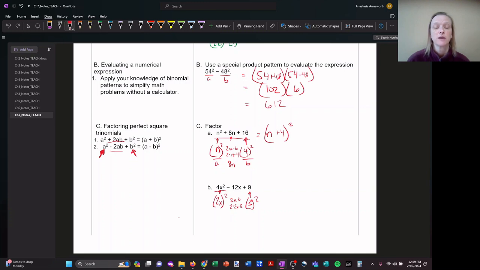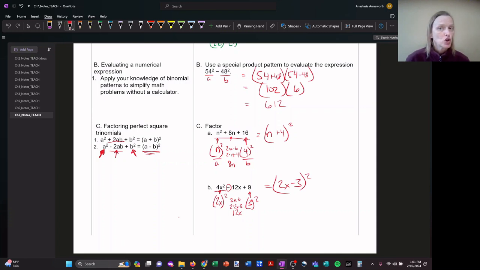Well, 2 times 2x times 3 all multiplies out to 12x, but because there's a negative sign in front of this second term, we are following the second perfect square trinomial pattern where there's a subtraction sign in front of that second term. Therefore, we follow a subtraction sign inside the binomial that we square. So this is not going to be 2x plus 3, the quantity squared. It's going to be 2x minus 3, the quantity squared.